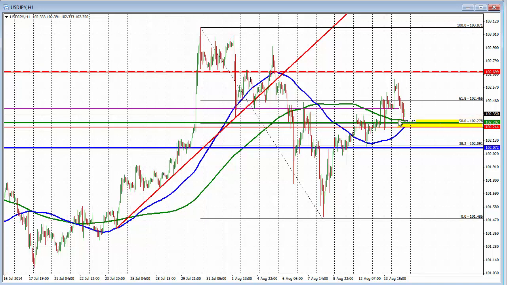So if the market is going to go higher, we need to find support here. We cannot go below this level. If it goes below this level, that would be just another rotation and try to break to the upside and failure, move back to the downside. So that's what I'm seeing in the dollar versus yen.